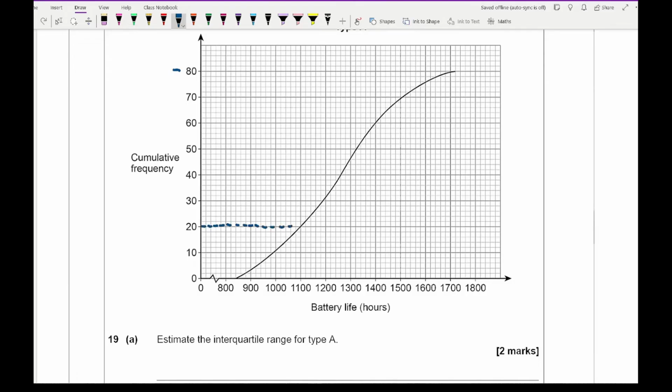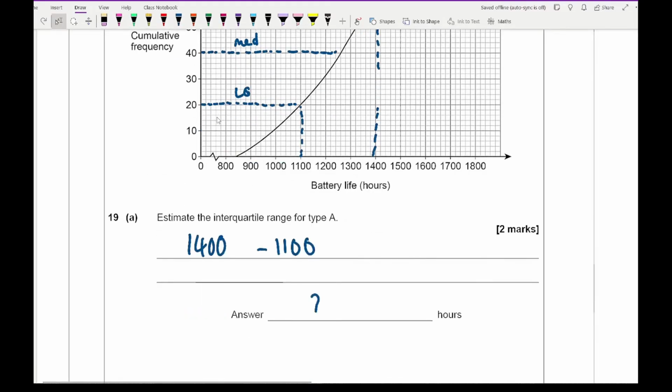So this here is my lower quartile. My median value, which I don't need to work out, but I'm going to write it down anyway. So this is my median. And my upper quartile is therefore going to be at 60. Now the interquartile range is going to be the upper quartile, which is 1400, minus the lower quartile, which is 1100. So 1400 take away 1100 is 300.